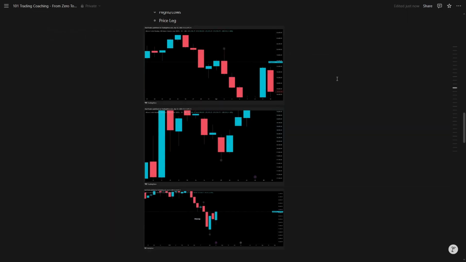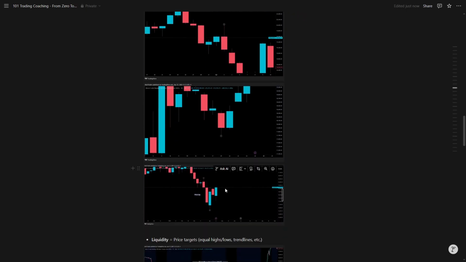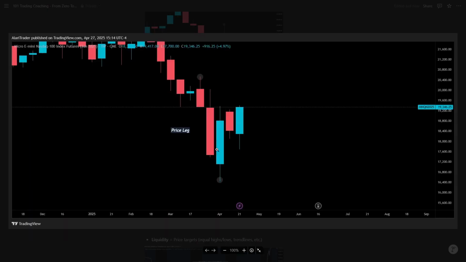Now moving on to the next thing, we got price legs. For me, this is what I call a price leg. So we got the most recent high until the most recent low. This is a price leg, okay? And it can be the same on the opposite side. For example, the most recent low to the most recent high. So it works both ways, just to make that clear.